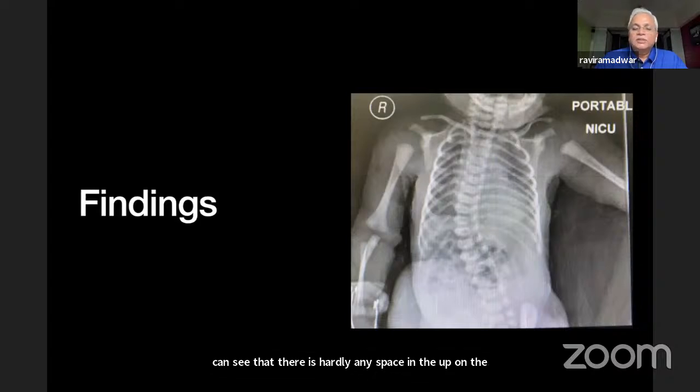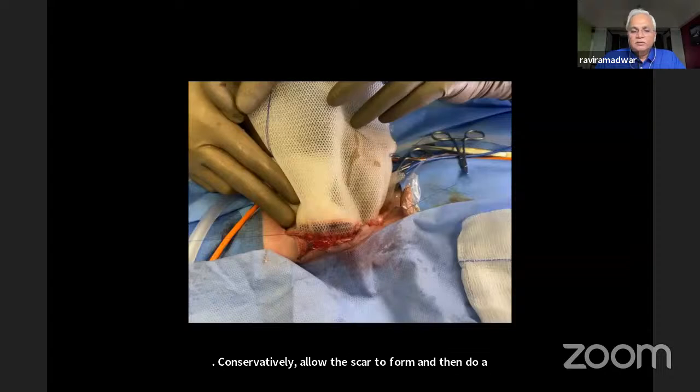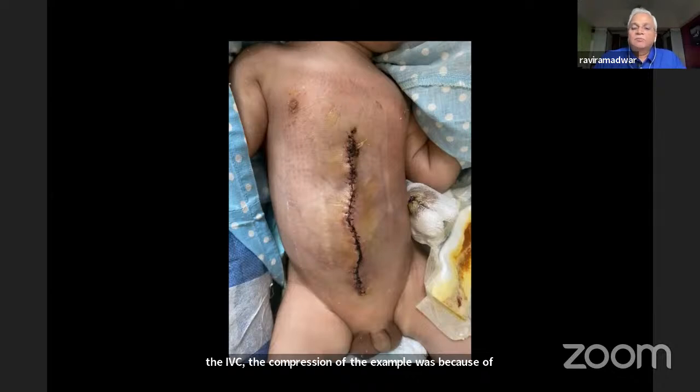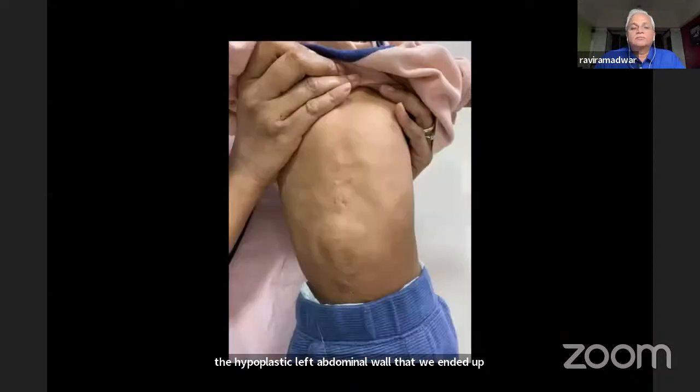Everything is outside. So this is not something which we can treat conservatively, allow the eschar to form, and then do surgery at a later stage. So we went in with a silo formation. The silo was created using bio surface meshes, and the silo reduction was gradually done. After about 3 weeks, this is how the closure was. Once the exomphalos was repaired and the closure was achieved, the hypoplastic right ventricle became a normal ventricle. The reason was probably the kinking of the IVC and the compression from the exomphalos because of the hypoplastic abdominal wall, so we ended up with a compression of the right ventricle diagnosed as a hypoplastic right ventricle.